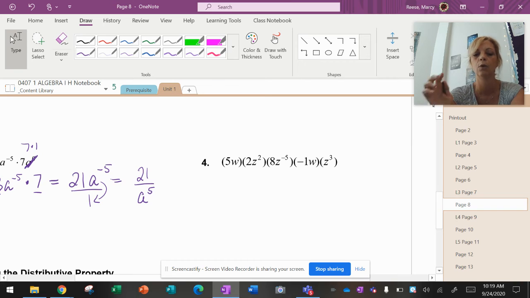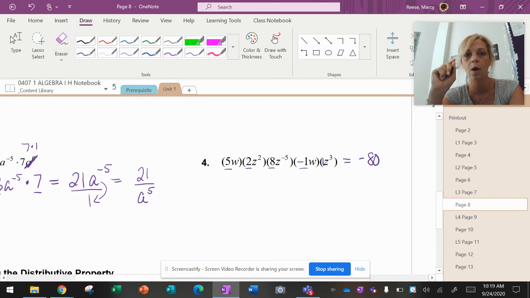Oh my Lord, look at 4. Not hard. You got this. Coefficients first. I got a 5 times a 2 times an 8 times a -1 times a 1. All right? 5 times 2 is 10 times 8 is 80 times -1 is -80 times 1 is still -80.